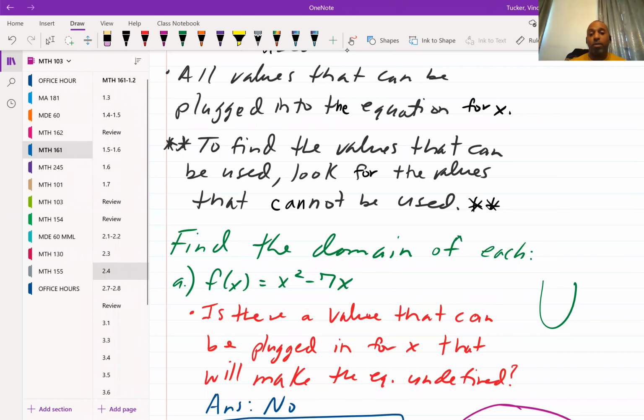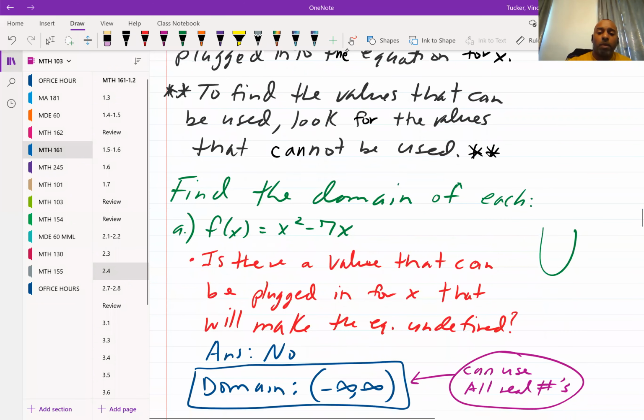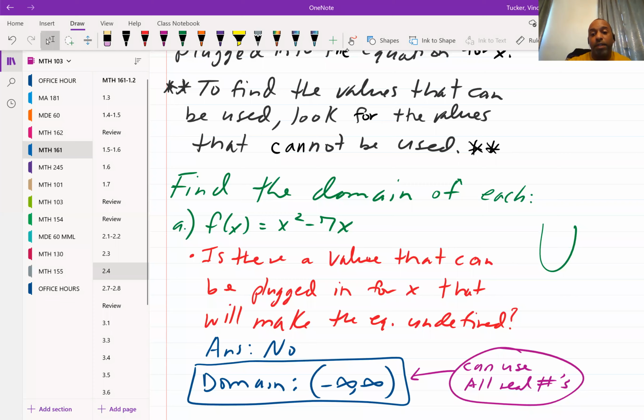If I plug in 0, 0 squared is 0, 7 times 0 is 0, 0 minus 0 is still 0. 0 is a valid number, so there's nothing wrong with that. Plugging in 1, 2, anything you plug into this equation will work out fine. It will give you a legit number. So there's nothing you can plug into this function to make it undefined. So your domain is negative infinity to infinity. That means you can use all real numbers and not have an issue.